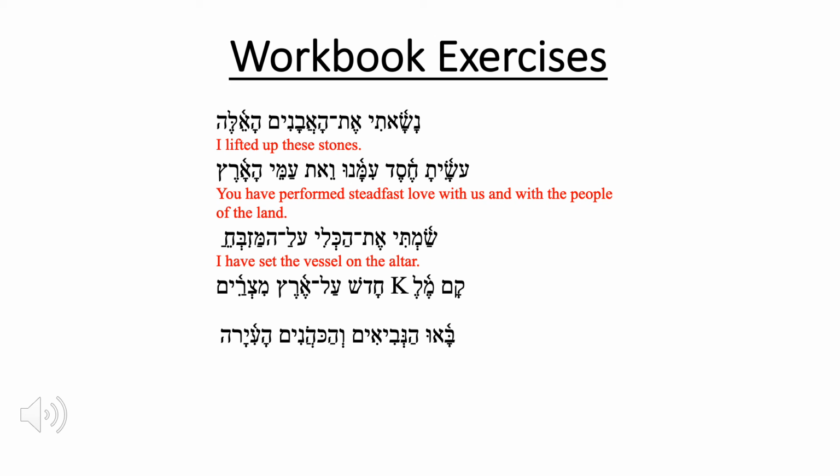The first word is a 1CS marked by the tav plus the hiriq yod, ending on seem, to put or to place, again with the A-class vowel, samti, and the accent on the first syllable, because it's really the second to last syllable. Samti, I have set, and then what has been set? Et hakli, I have set the vessel. Hakli. This is actually kli, which is vessel, plus the definite article ha. Hakli, I have set the vessel, and where? Al hamizbeach, on the altar. Let's move on then to the fourth one here, number 9 in your workbook.